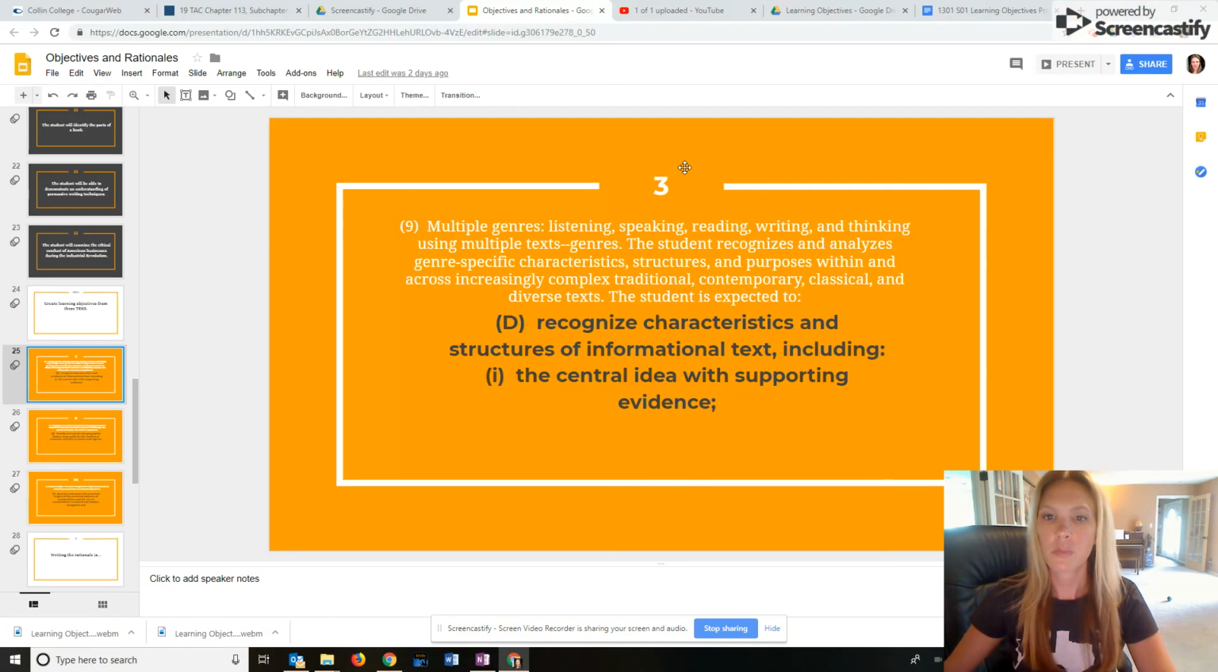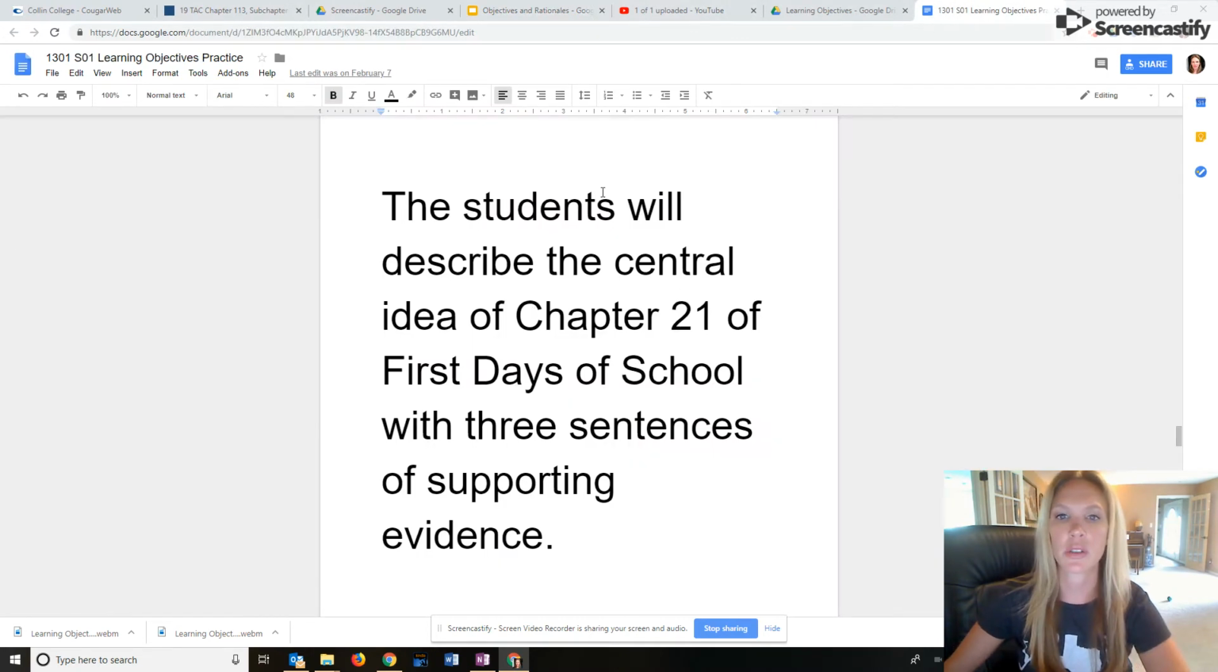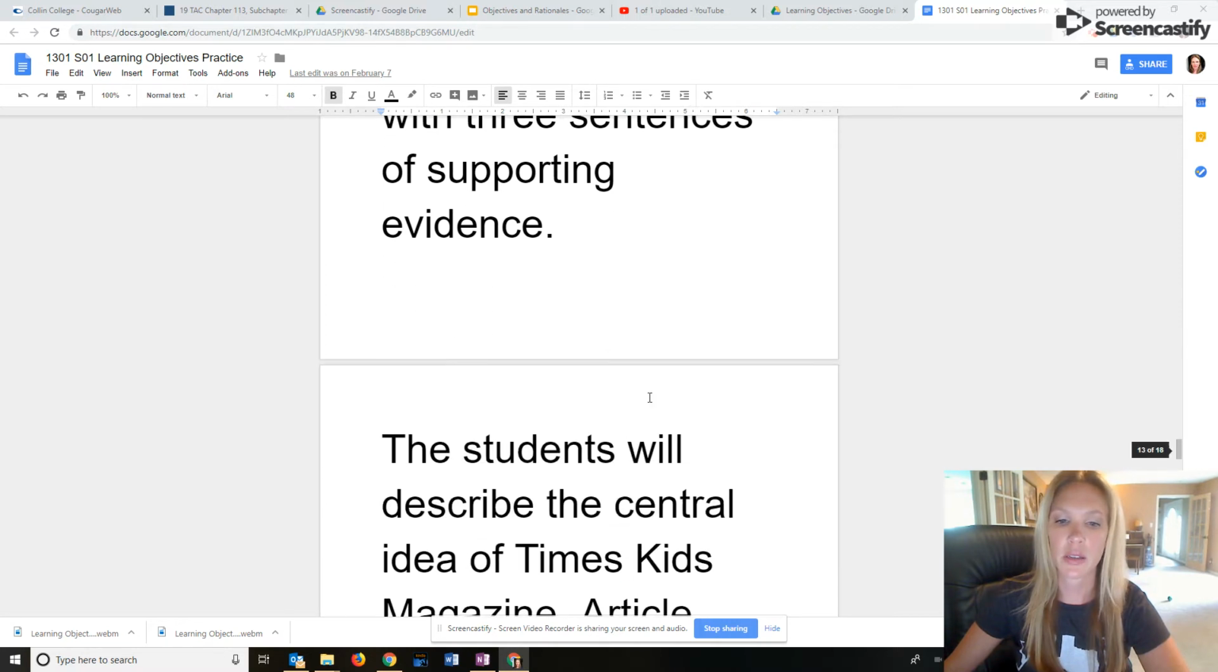So what could that possibly look like? I have some samples over here for you. Here's one example: the students will describe the central idea of chapter 21 of The First Days of School with 3 sentences of supporting evidence. So we've said what the informational text was, we used a verb that's at the same level of Bloom's, and we also included the supporting evidence.